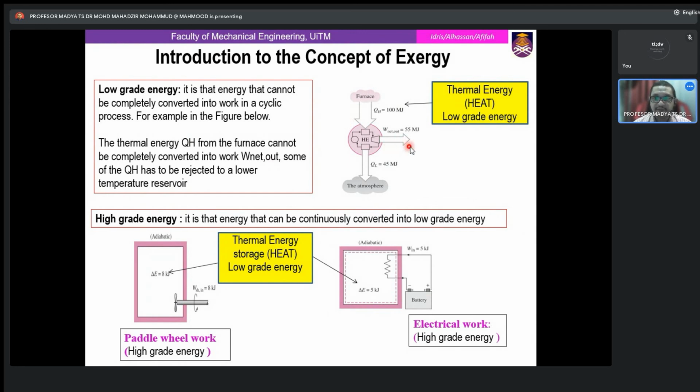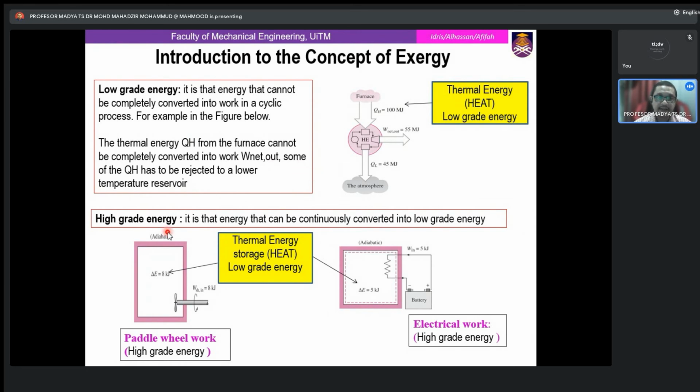That means work out here, because some of the heat at high temperature has been rejected to the low temperature reservoir. That is a low grade energy.